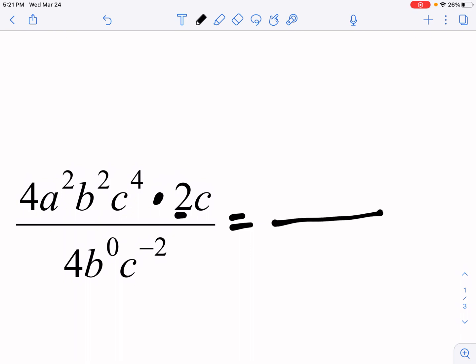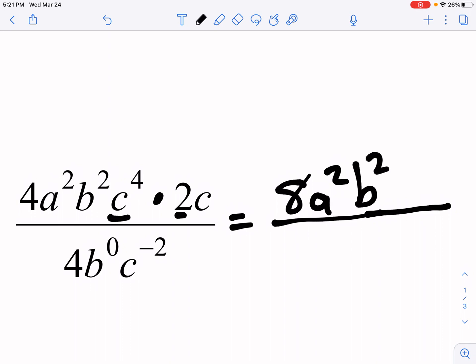4 times 2 is 8. A squared is going to stay the same. B squared has nothing to go with, so it'll stay the same. But can I combine these c's together? Yeah, by the product rule, what do you do with the exponents? You add them. So even though we don't see it, there's a 1 here. So 4 plus 1 would give us c to the 5th. Then in the bottom, we'd have everything the same.